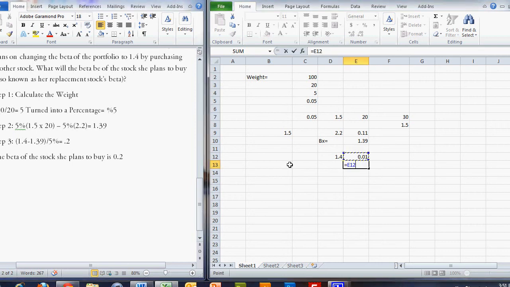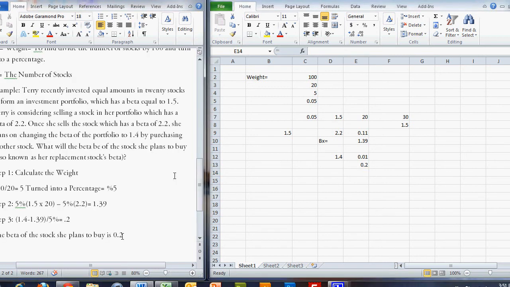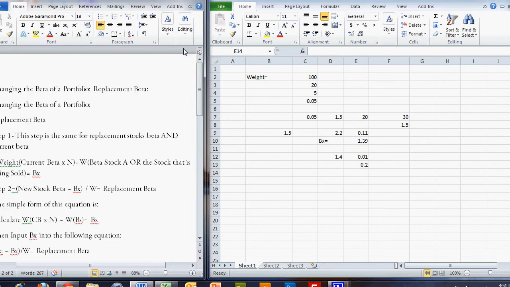Then you want to divide that by your 0.05, and 0.2 should be the answer. The beta of the stock you're planning to buy is 0.2. That is correct. So there you have it, a short video tutorial on how to change the beta of a portfolio or to find replacement beta. This has been a presentation of Hamilton Financials, copyright 2011. Cheers.